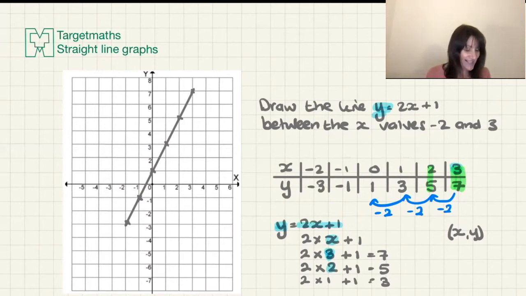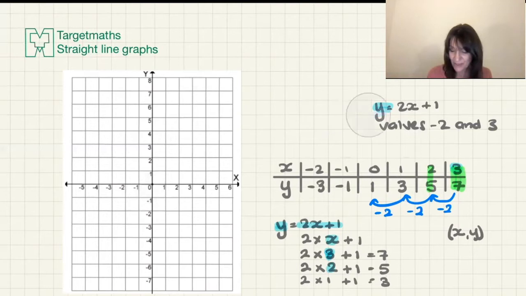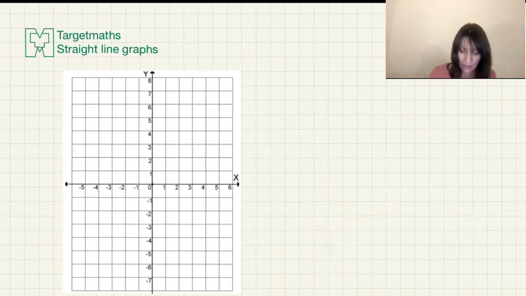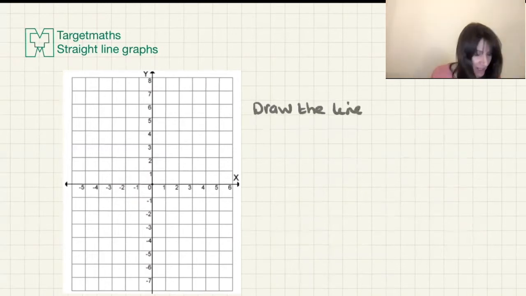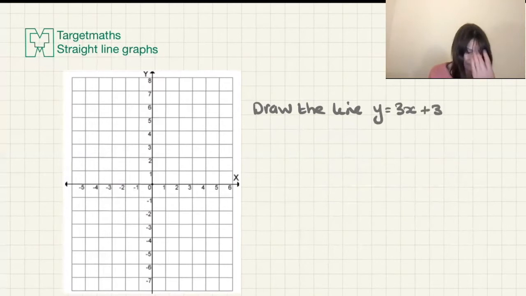All right, let's have another look at this with a different question, okay? So we are going to draw the line y equals 3x plus 3.